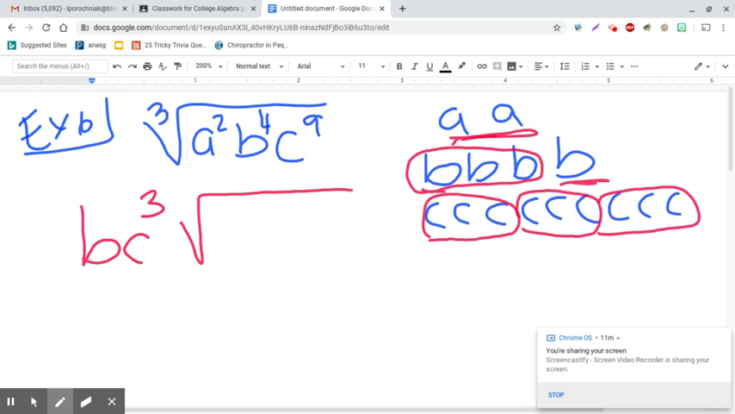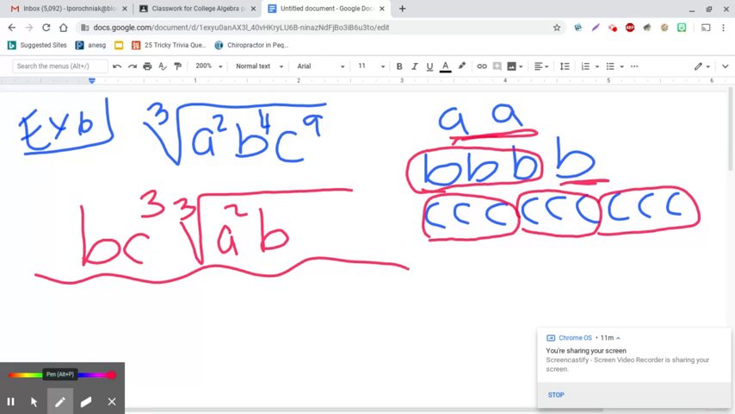Then we're going to do this. Don't forget your tiny 3 there. Very important. And everything we did not circle stays in. How many A's? 2. So this is going to become A squared. How many B's? 1 B. Done. Look at it the other way.